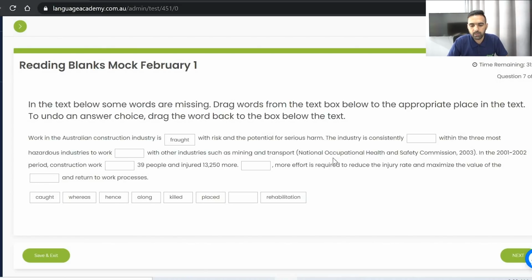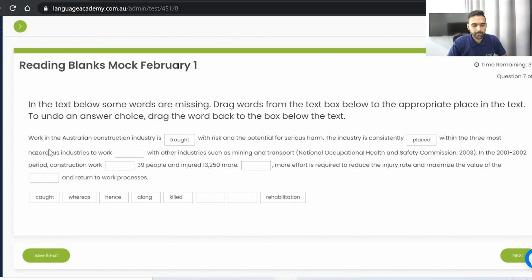So what it will be, it is done by the National Occupational Health and Safety Commission. A commission will place an industry in the list, not killed or not along or not hence. If I am an organization who will decide who are the three top winners, who are the three contenders, I will place them in the list because we have got the name of an organization over here. That's why this industry is placed in the three most difficult or dangerous industries to work in, right?